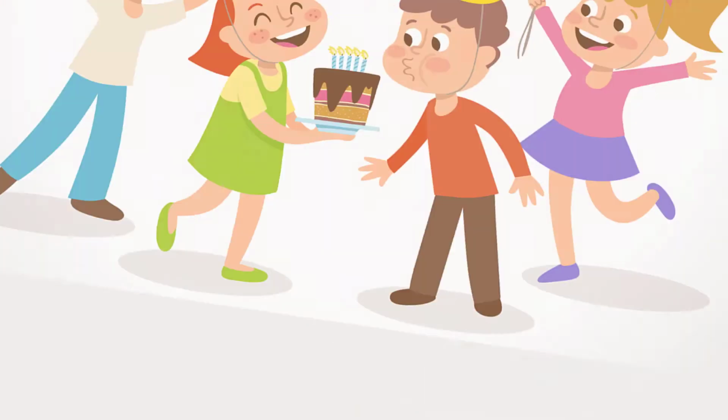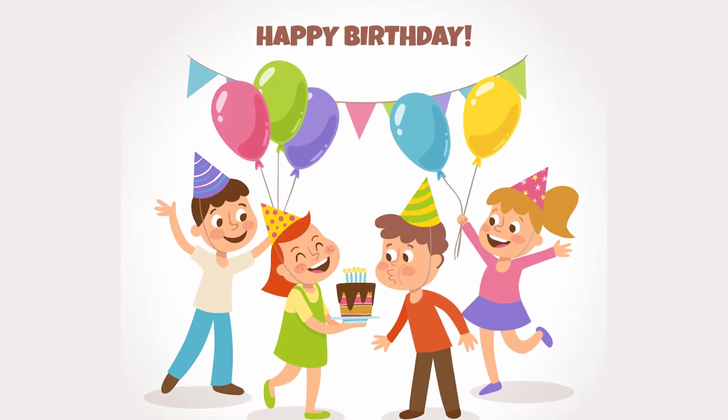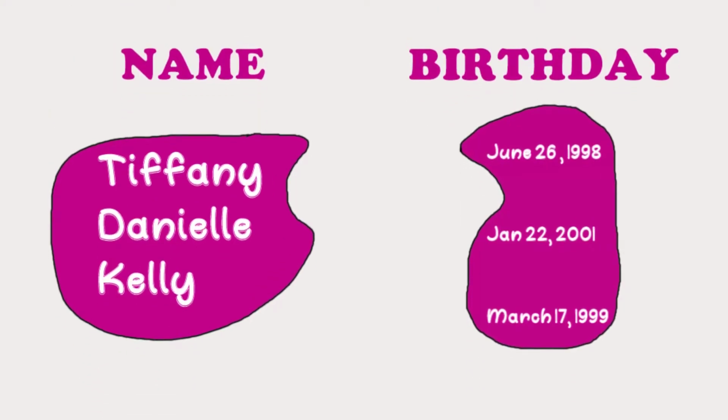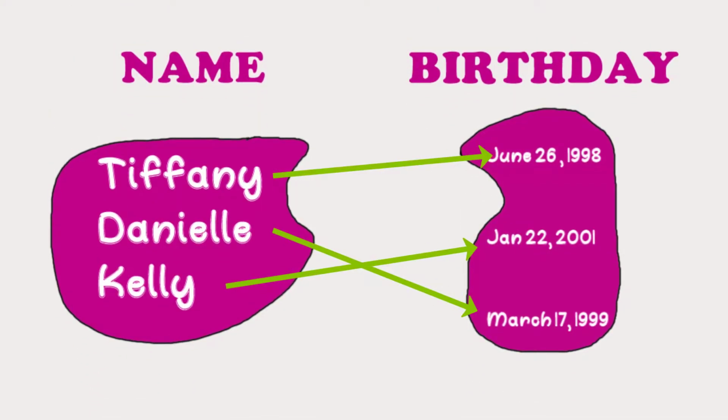Let's say we had a relation between a person and their birthday. That means once I put a name in, it will give me a date. Now, in this relation, I could never have one person with two birthdays because you can only have one birthday. This is kind of how a function works.